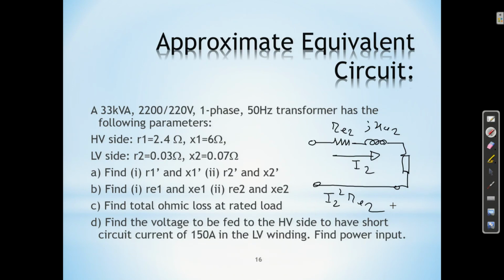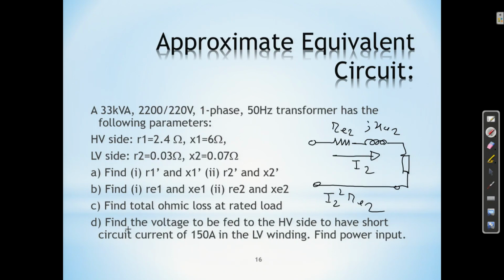Effect, and similarly you can consider the total equivalent circuit referred to the primary side, then it will be I1, and then this will be RE1 and XE1, and I1 square RE1 also will give you the same loss. And then what was the second problem?